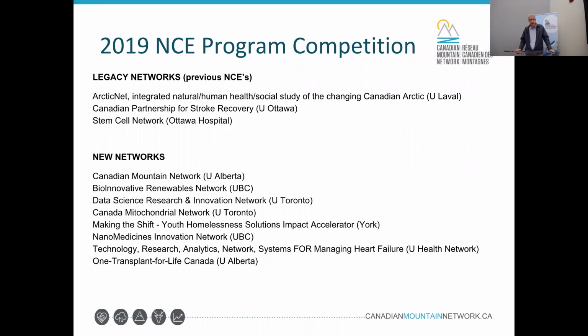You'll notice most of these are biomedical in their focus, but there are several that have a stronger social science focus or an environmental focus. We're certainly in that group, I think, along with ArcticNet and Bioinnovative Renewables Network. So these are the networks, the teams across Canada that will be working to develop full applications at the same time we are. And one of our goals, of course, is to find areas of complementarity where they exist.